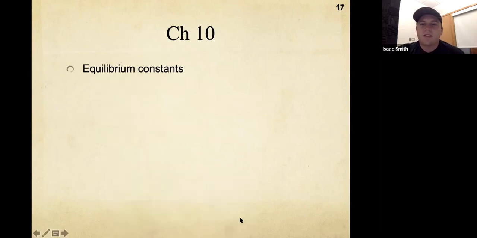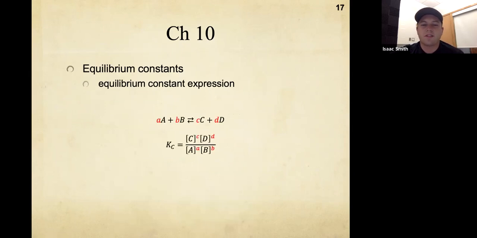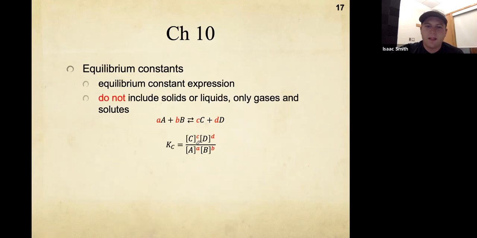And then we talked about equilibrium constants, right? So the equilibrium constant expression for any given chemical formula is going to be the products raised to the power of whatever coefficient it is, divided by the reactants raised to the power of the coefficient. And remember that you don't include solids or liquids in this. You only include gases and solutes. So that would be aqueous phase in the equilibrium constant expressions.